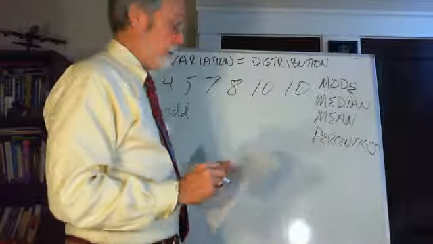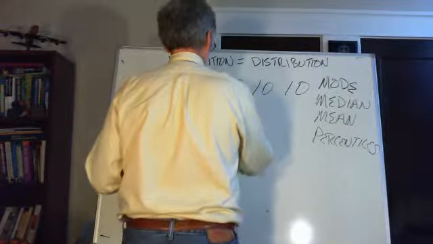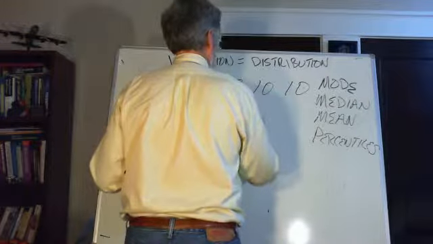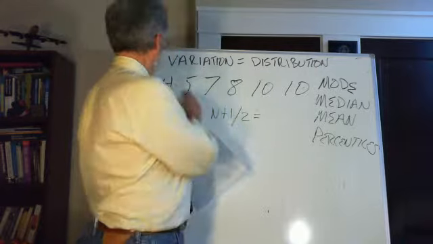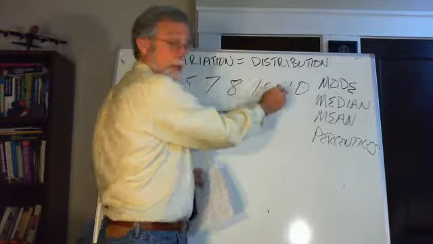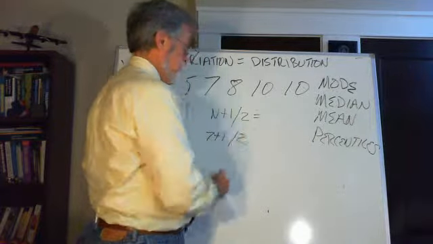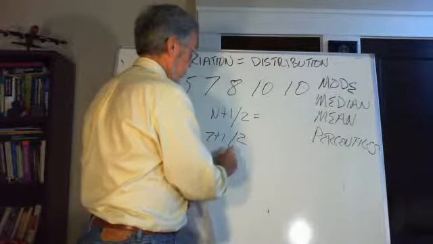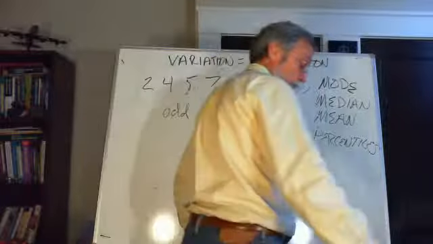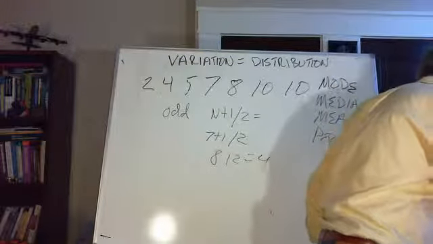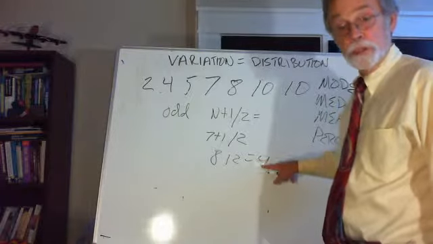So when we have an odd number in the distribution, these formulas are in the text. You have n plus 1 divided by 2. So if we have 1, 2, 3, 4, 5, 6, 7, then this would be 7 plus 1 divided by 2, which is 8 divided by 2 equals 4. Now, we get this value of 4, but that is not the median. That is the position of the median.